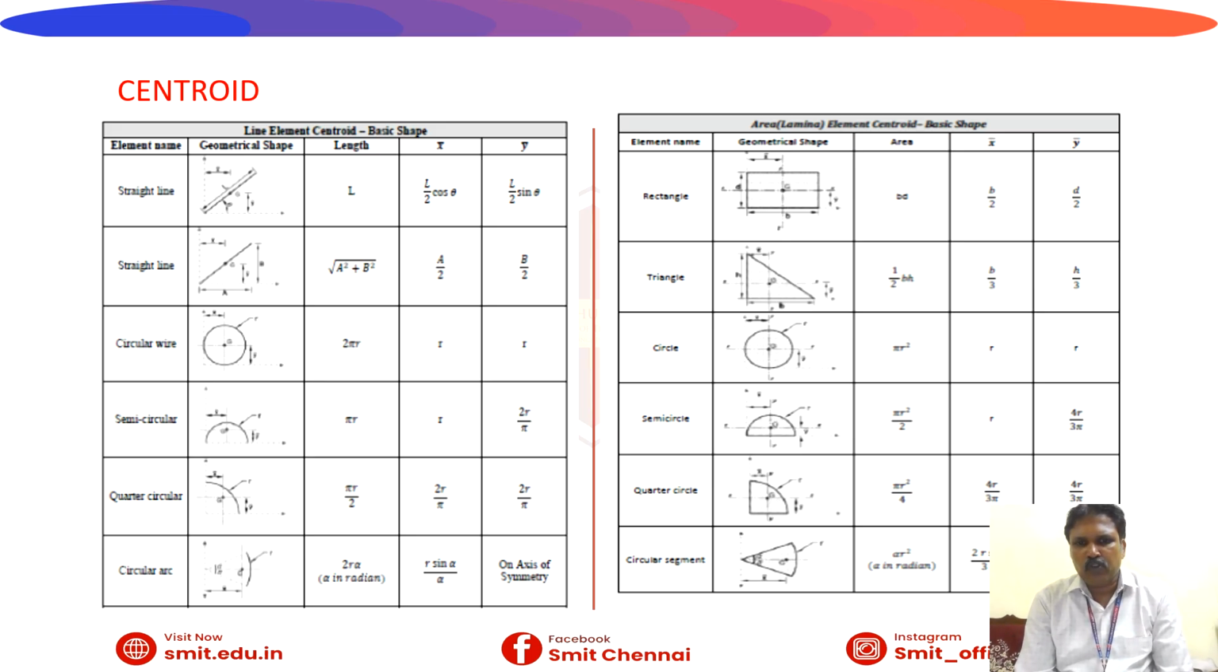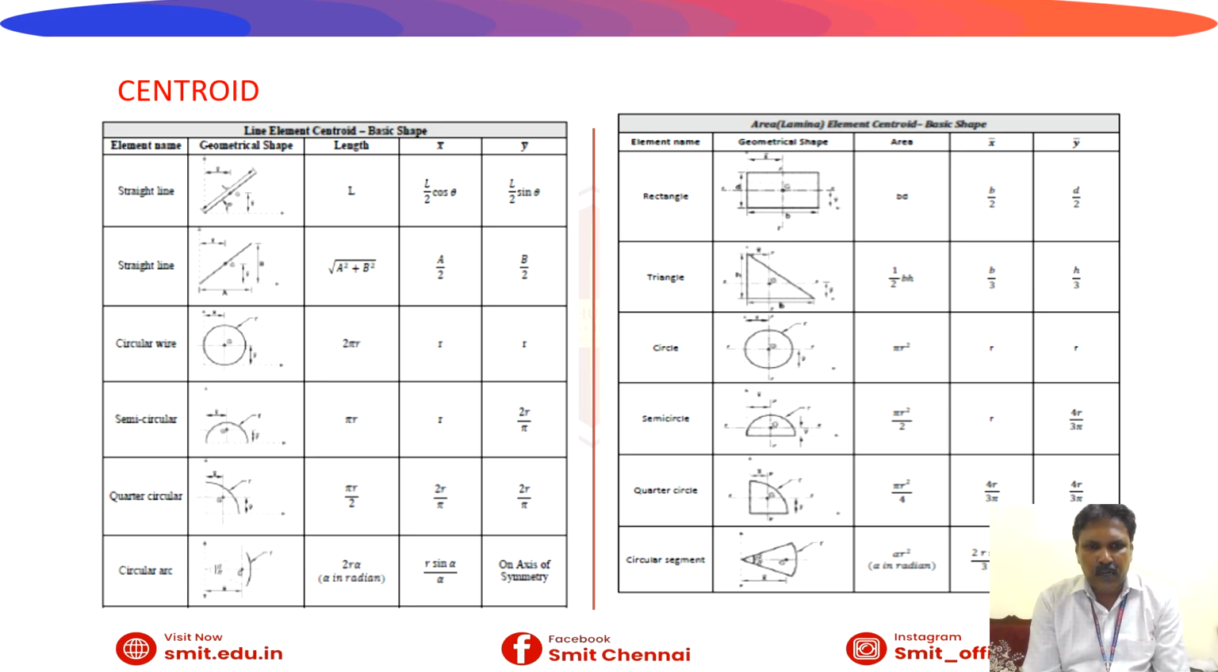Circular wire, that is 2 pi r, everybody knows that. Then x bar equals r, y bar equals r, otherwise d by 2. Semicircle, pi r, then the same radius, then y will be 2r by pi. Quarter circle, the similar thing, pi r by 2, half of the semicircle. Then 2r by pi, both are similar for x bar and y bar.